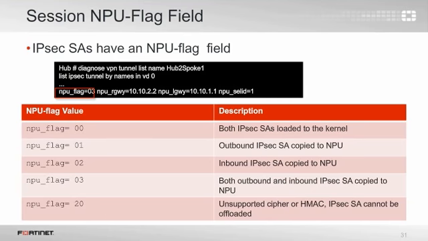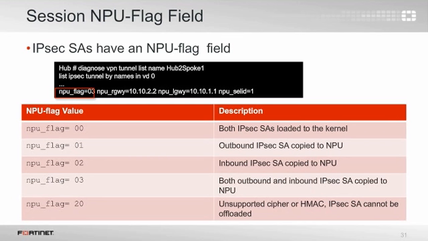All IPsec SAs have an NPU flag field indicating offloading status. In the case of IPsec traffic, the FortiGate session table also includes that field. First, when Phase 2 opens, the IPsec SAs are created and loaded to the kernel. As long as there is no traffic crossing the tunnel, the SAs are not copied to the NPU, and the NPU flag shows 00. The value of that field also remains 00 when IPsec offloading is disabled.